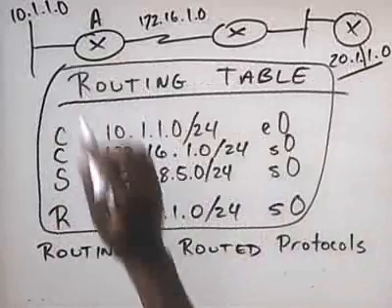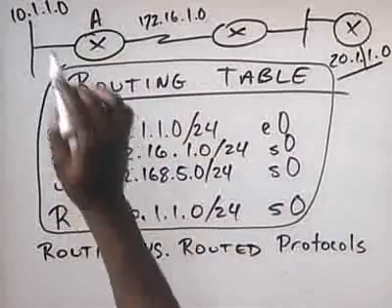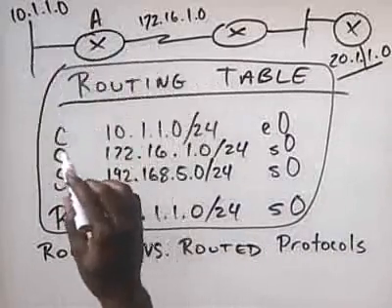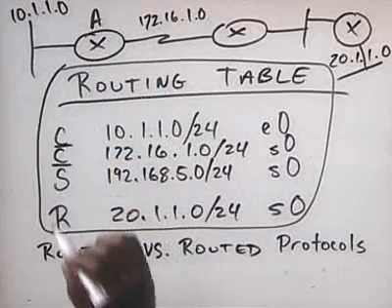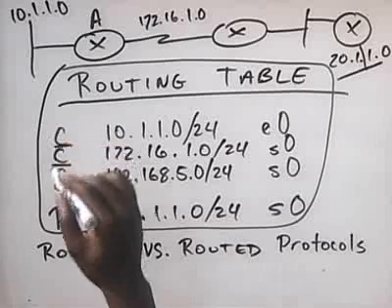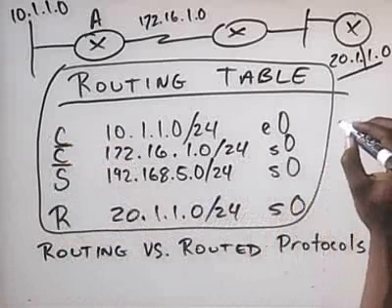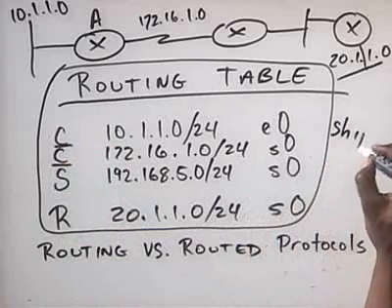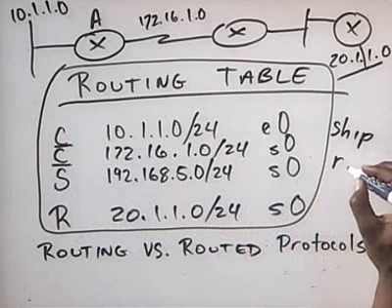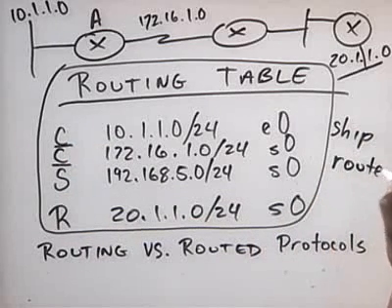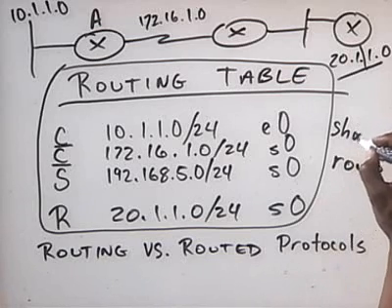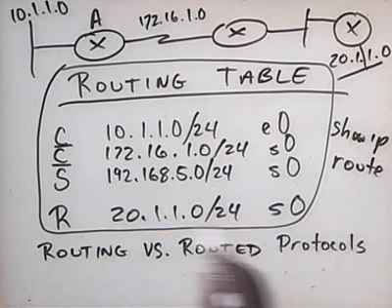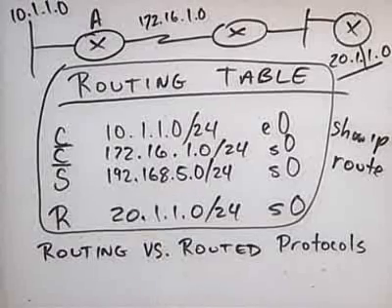Router A's routing table contains two directly connected networks. Notice those networks that are directly connected will be indicated in the routing table with a C. By the way, if you want to see the routing table in your router, you type show IP route. Show IP route will give you the routing table.